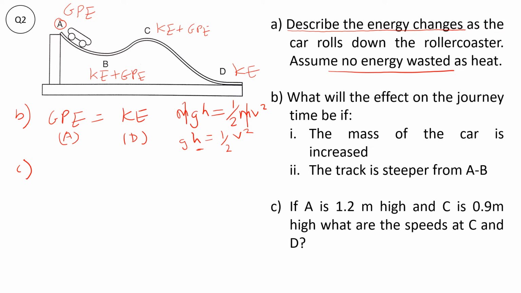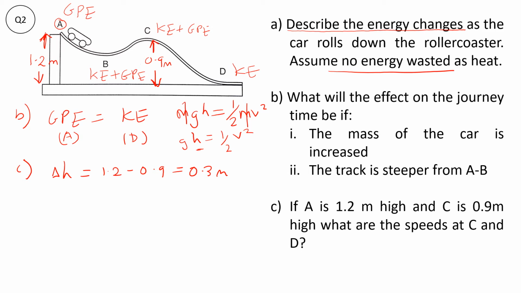If A is 1.2 meters, well, let's put that information on the diagram. 1.2 meters, that's up to A. And C is 0.9 meters, so let's make that 0.9 in there. What are the speeds at C and D? Well, there is a height change from A to C, which is 1.2 minus 0.9, which equals 0.3 meters. So as the car rolls from A to C, it becomes 0.3 meters lower.